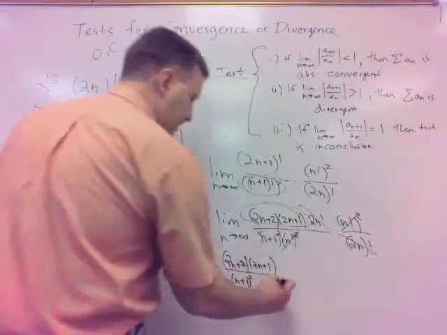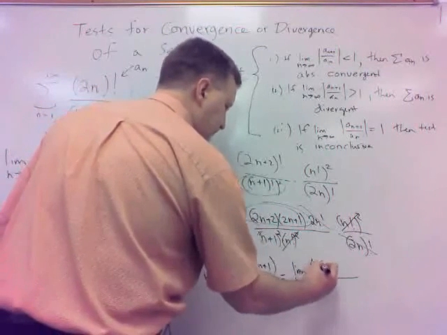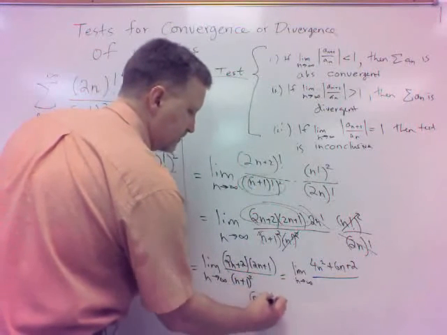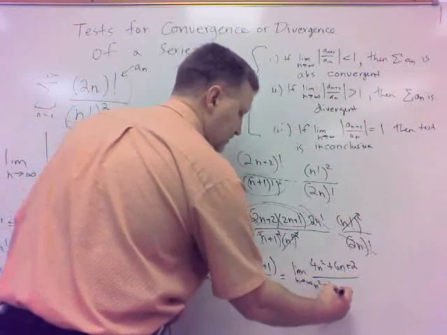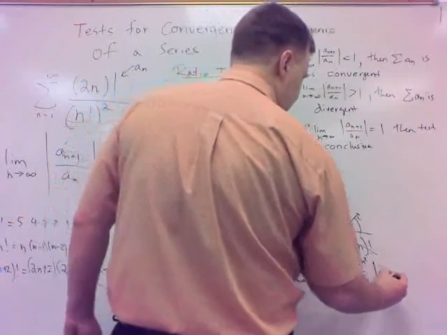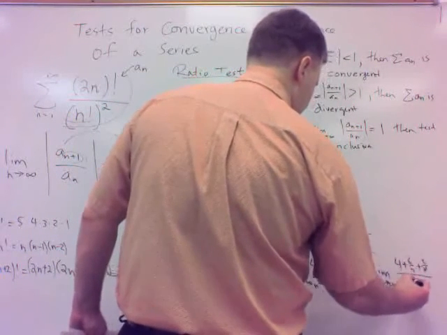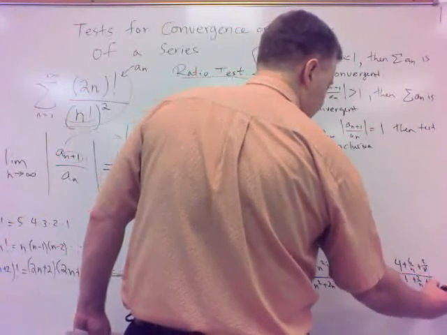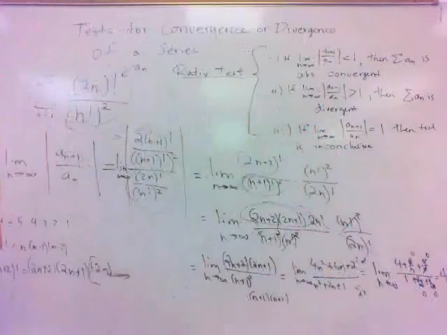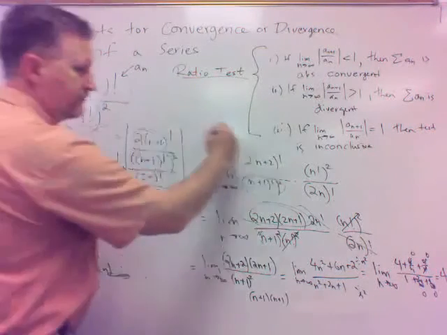How do I do that limit? Well, let's go ahead and multiply that out. Wouldn't that be the limit as n goes to infinity of 4n squared plus 6n plus 2 over n plus 1 squared, which is n squared plus 2n plus 1, which if we divide by n squared, top and bottom, it all works out well. You've got the limit as n goes to infinity of 4 plus 6 over n plus 2 over n squared, over 1 plus 2 over n plus 1 over n squared. That's zero, that's zero, that's zero, that's zero, so it's four. So this limit is equal to four.